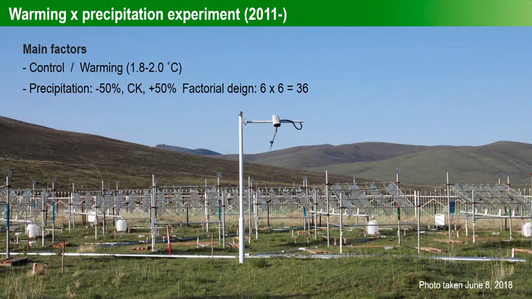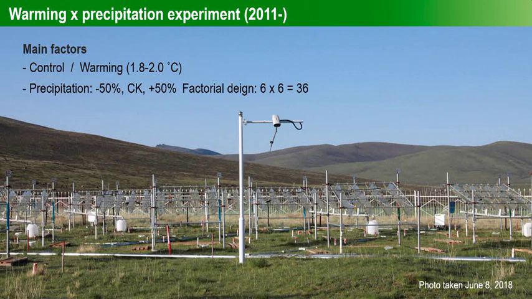For me, we just conducted an experiment to test, to determine, to explore how this climate change will affect alpine grassland. This experiment we've run already over 10 years. We manipulated the temperature with control and warming of 1.8 to 2 degrees, and also precipitation. We use a rainfall shelter to change it, from minus 50% through control to increase 50%.